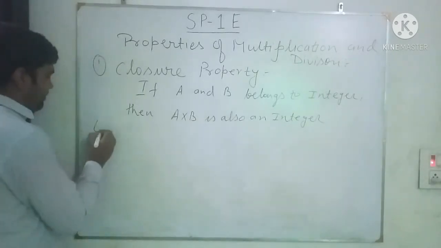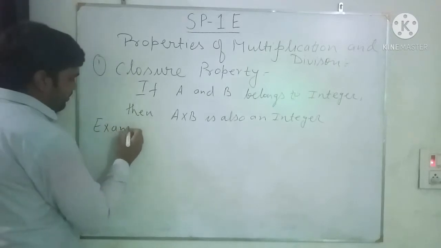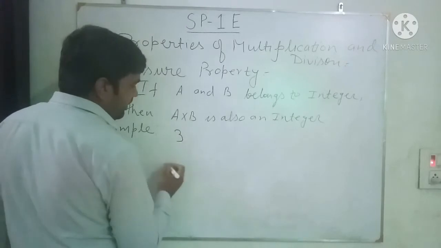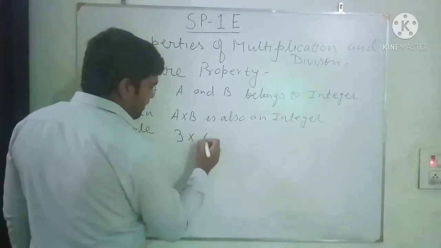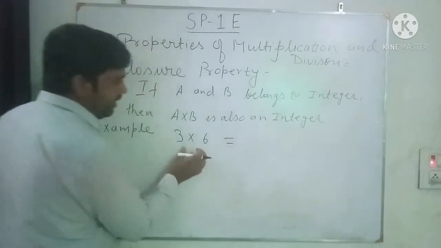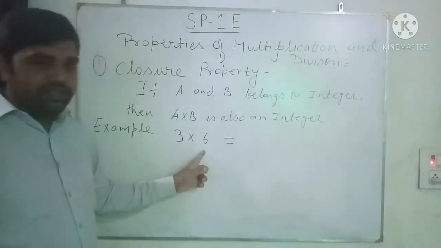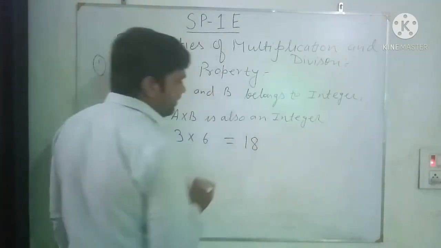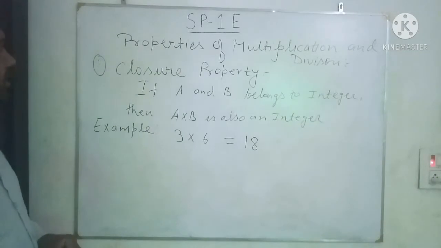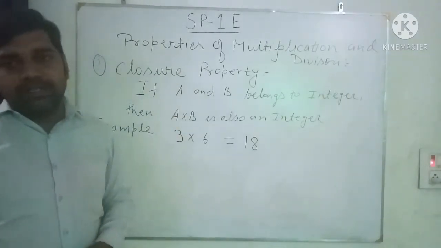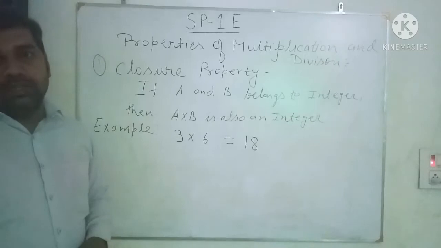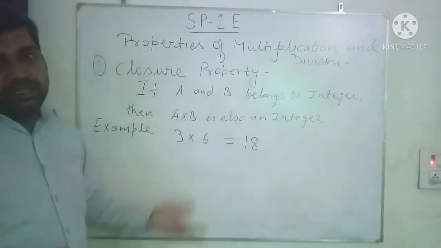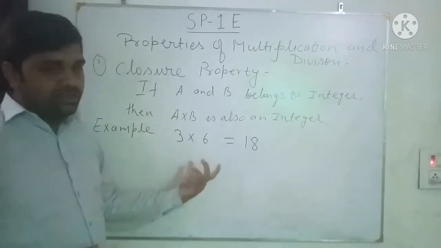Example we can take: 3 multiply 6. 3 and 6 both are integers. 3 is an integer, 6 is an integer. And their product, 3 sixes are 18. 18 is also an integer. So that is the closure property. The closure property on multiplication of integers holds, which means the product of two integers is always an integer.